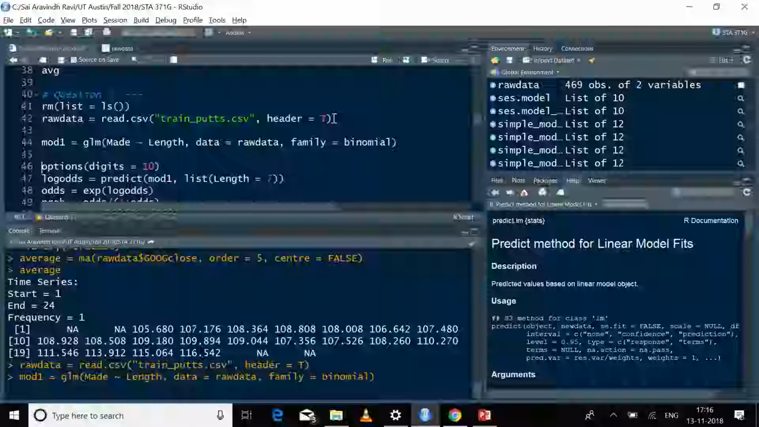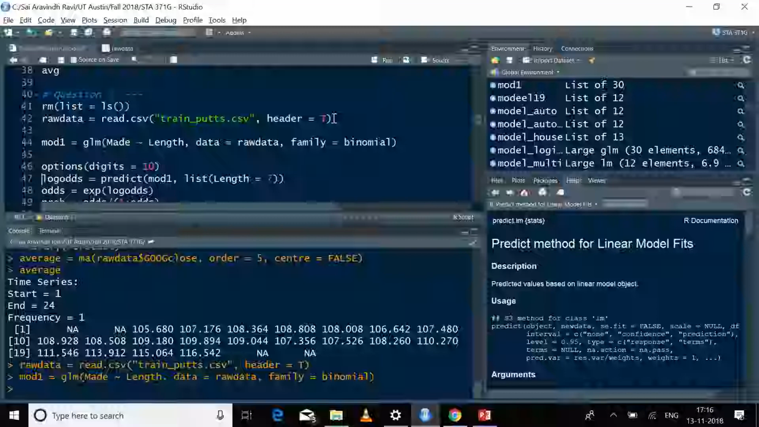Okay, so if I run that now, he wants to know the probability that a golfer sinks a 7 foot putt, and for that, first I calculate the log odds, then do the exponential transform. Two ways of doing that: either use type equals response right over here. So adding type equals response would give the probability.